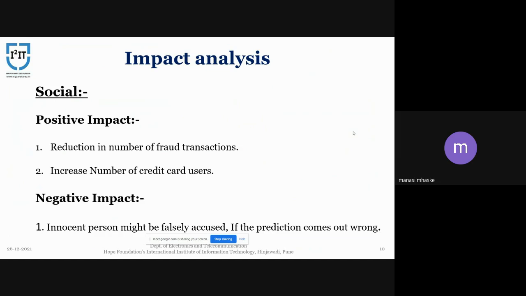So the impact that this project will have on society: some of the positive impacts are a reduction in the number of fraud transactions and an increase in the number of credit card users. It would also have some negative impact, like an innocent person might be falsely accused if the prediction comes out wrong.